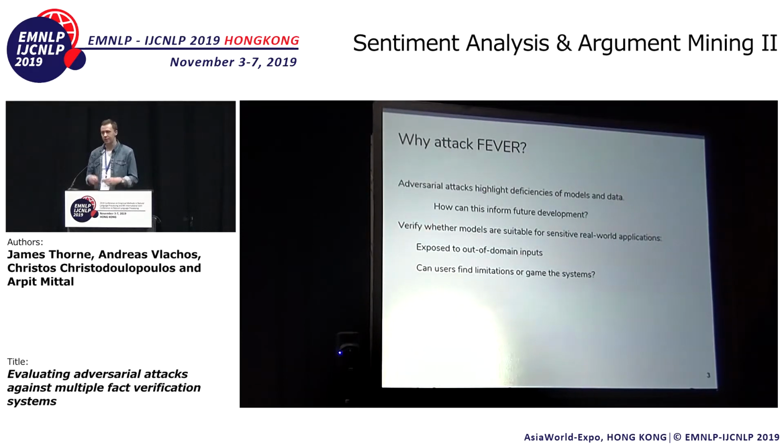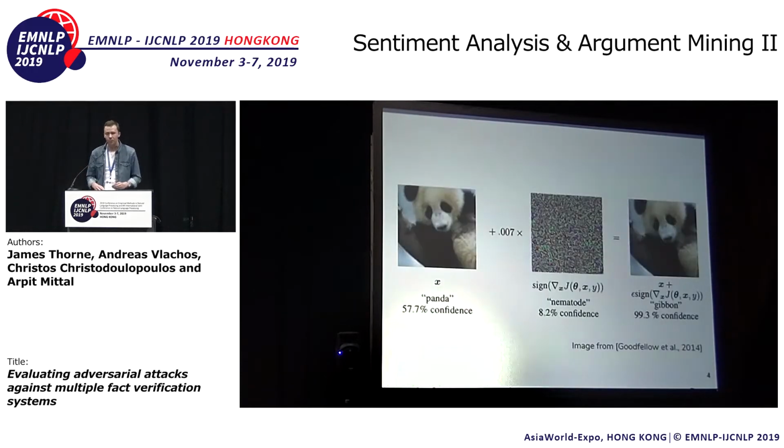So in this case, we decide to use adversarial attacks as a way of probing the models and looking for these limitations. For those of you who aren't aware, adversarial attacks were popularized in the field of computer vision. And I'm sure you may have seen this example before. It's the canonical one, where on the left you have an image of a panda, and on the far right, you have a perturbed image, which to humans is imperceptibly different.